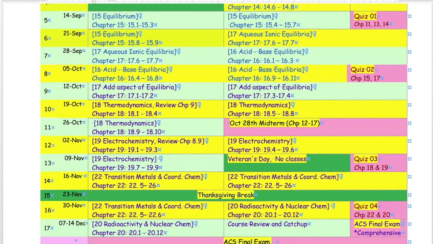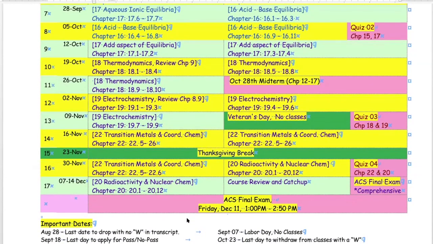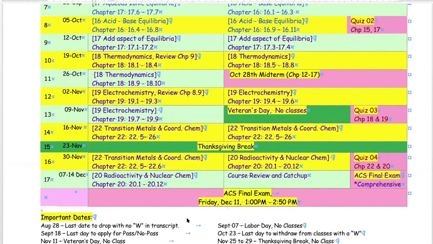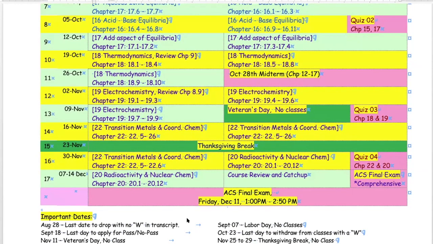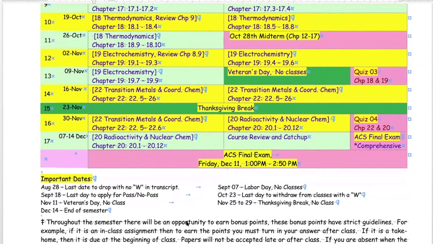These are the dates at the bottom here, important dates. If you need to get out of this class without a W, August 28th, 10 days from now. If you are enrolled after the 28th, then you can still withdraw on the 23rd of October and you get a W. But if you want your money back, you need it by the 28th. And then, of course, these are the other dates that are important.